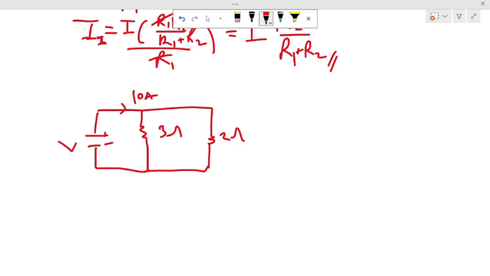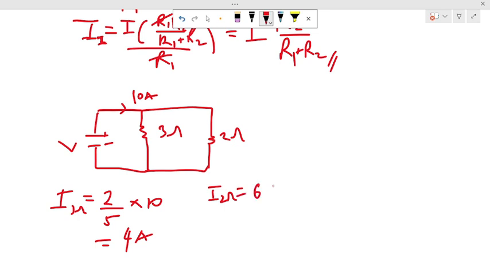Now suppose we are asked to find the current that is moving through the 3 ohm resistor and the 2 ohm resistor. Now for the current moving through the 3 ohm resistor, we can find its current by first writing the opposite resistance in the numerator divided by the sum of the two resistors, which is 5, multiplied by the total current. Right, so we are going to get the answer to be 4 ampere. Now pause this video and find the current in the 2 ohm resistor. So for that one, it is going to give you 6 ampere.